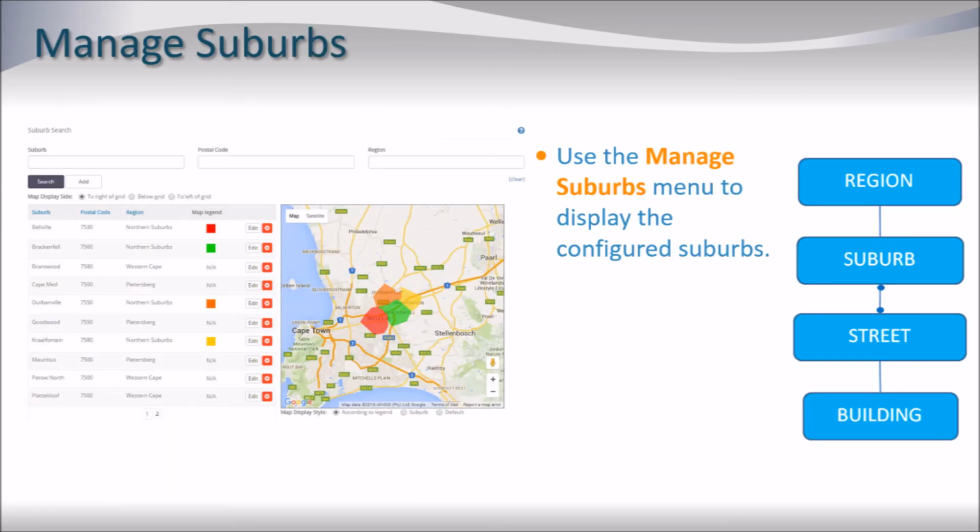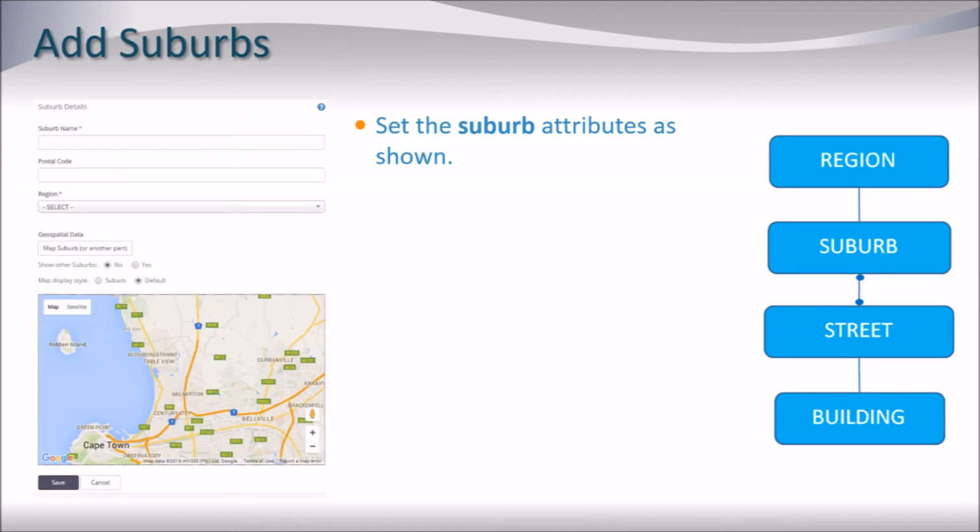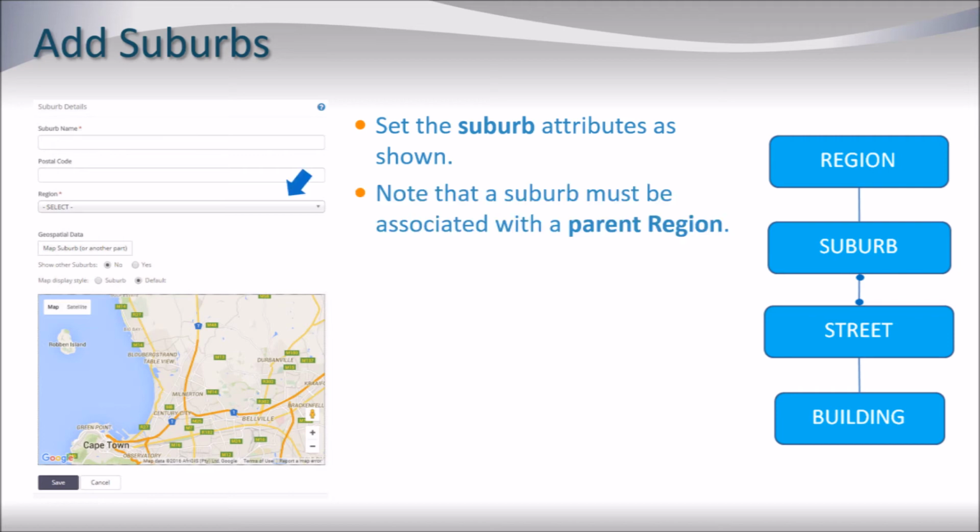Use the Manage Suburbs menu to display the configured suburbs. Use the Add button to create a new suburb or the Edit button to modify the attributes. You can set the Google Map layer properties, including color and polygon size. When adding a suburb, set its attributes as shown. Note that a suburb must be associated with a parent region which must be selected, and then click Save.